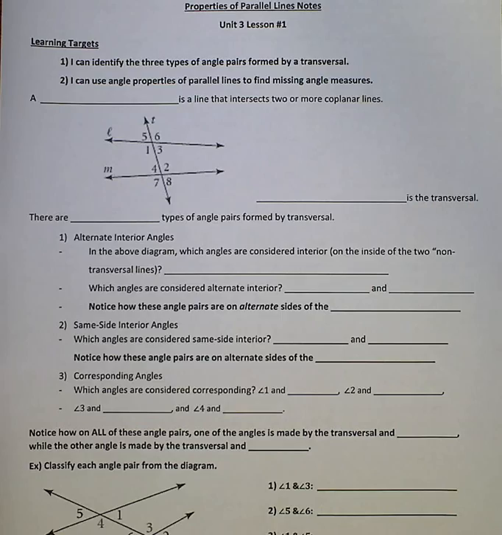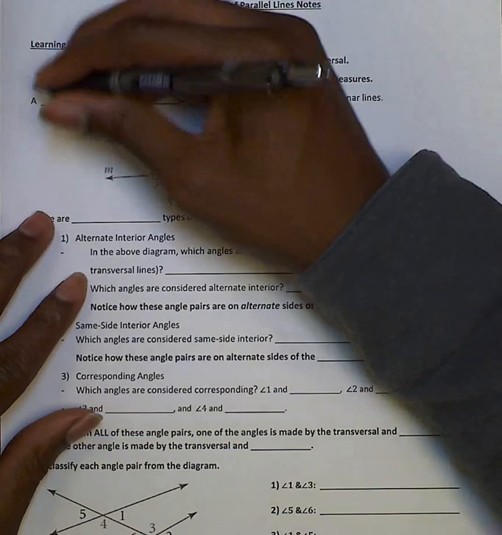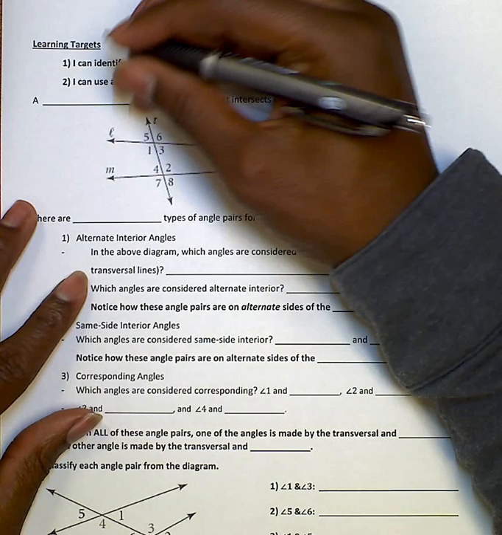Alright, at the end of this video, you should be able to identify the three types of angle pairs formed by a transversal, and you should be able to use angle properties of parallel lines to find missing angle measures. Okay, we'll start off with some vocabulary. First of all, a transversal is a line that intersects two or more coplanar lines.